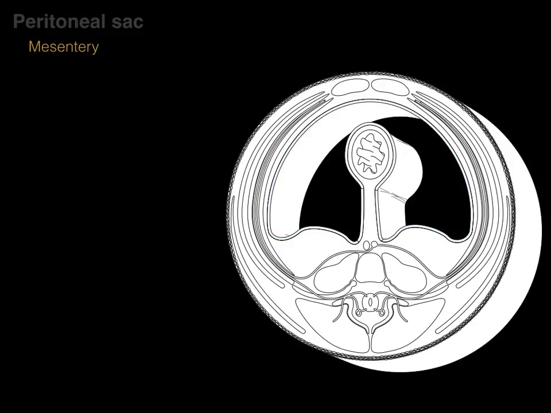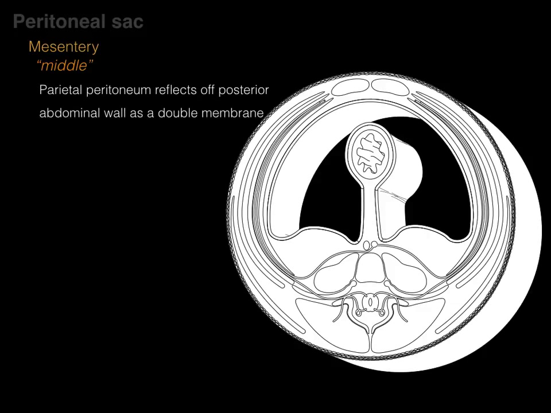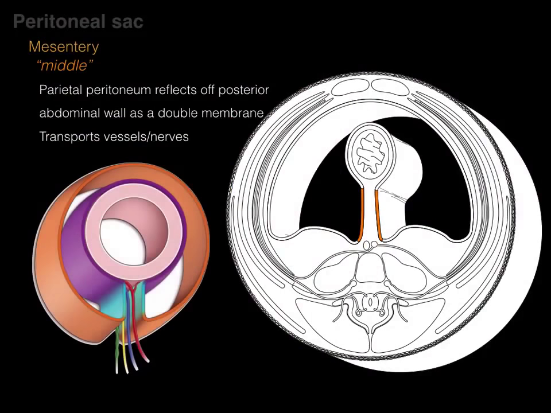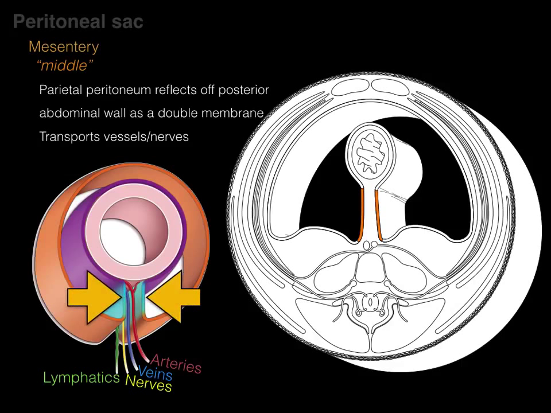We're now going to talk about the mesentery, which means middle. And the parietal peritoneum, when it comes around, it reflects off the posterior abdominal wall as a double membrane, like that. And it transports vessels and nerves. So we look at this other cross section in this schematic, and you see arteries and veins, nerves and lymphatics, and they're coursing in this double membrane from the posterior abdominal wall into the gut tube, into the GI organs.